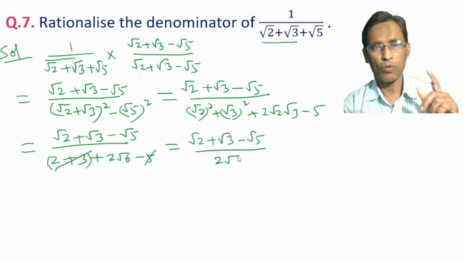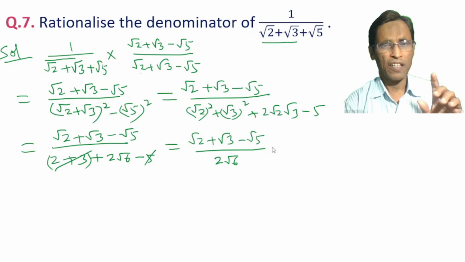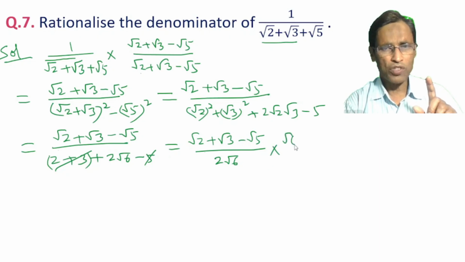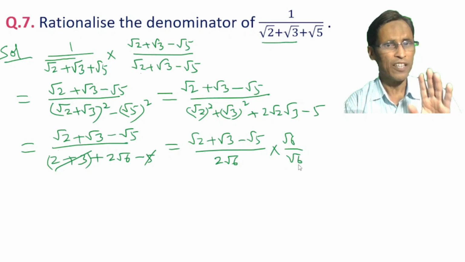So now we will have root 2 plus root 3 minus root 5 by only 2 root 6. Now the denominator is still irrational, so it will be rationalized by multiplying it with root 6. Therefore, we multiply it by root 6 by root 6, to maintain the equality.